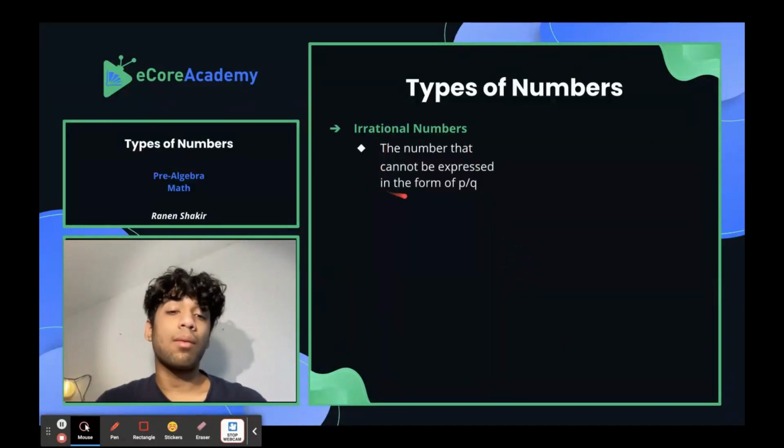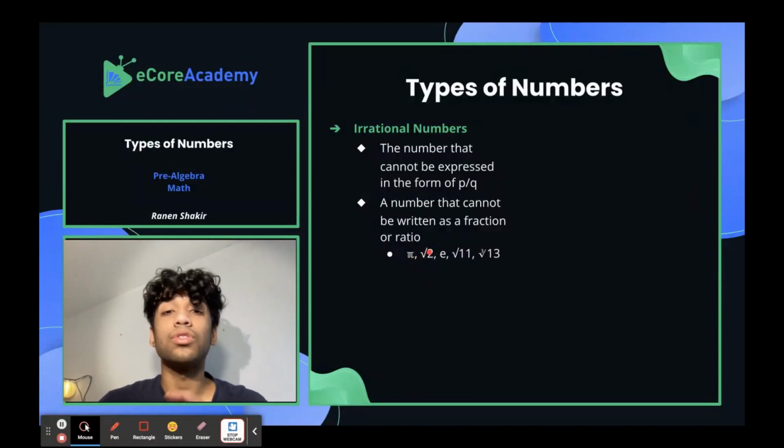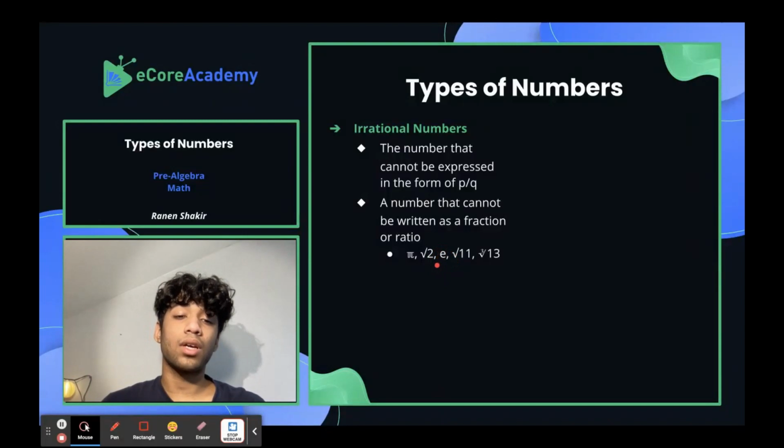These are numbers that cannot be expressed in p over q, which means a number that cannot be written as a fraction or a ratio. Some examples are pi, because pi goes on forever. The square root of 2 has no definitive value; it goes on forever. If you put the square root of 2 in a calculator, it'll give you an endless decimal. E, which is another type of constant number like pi, also goes on forever.